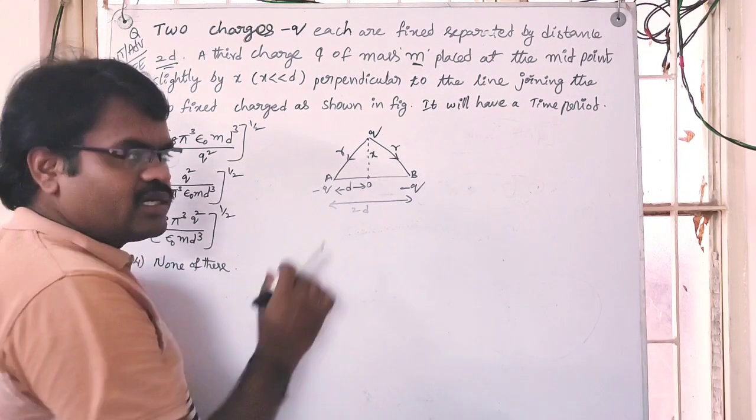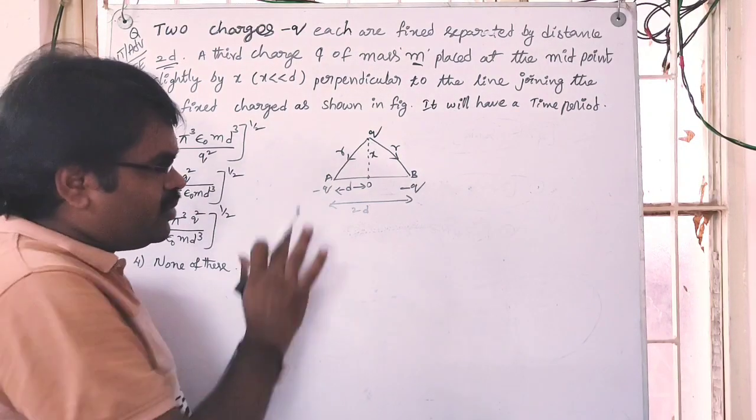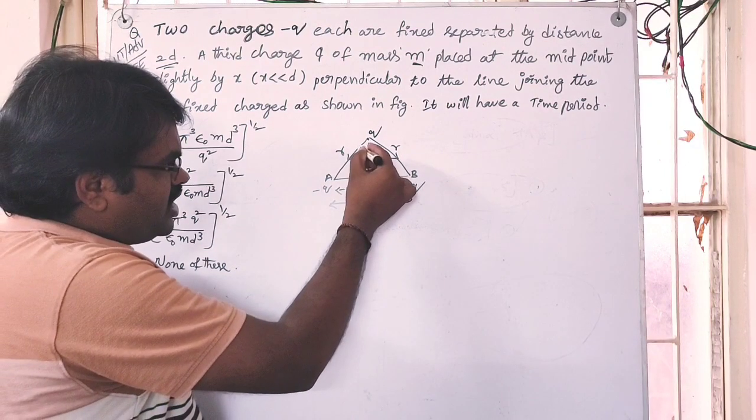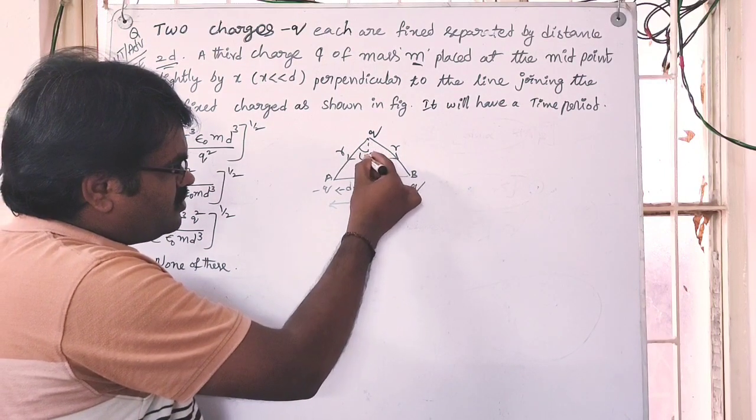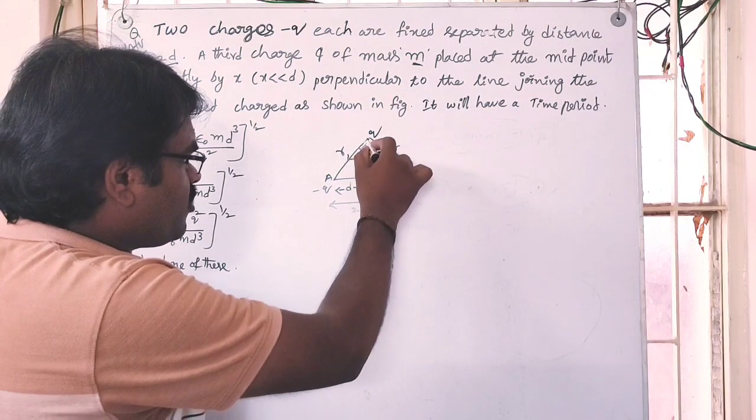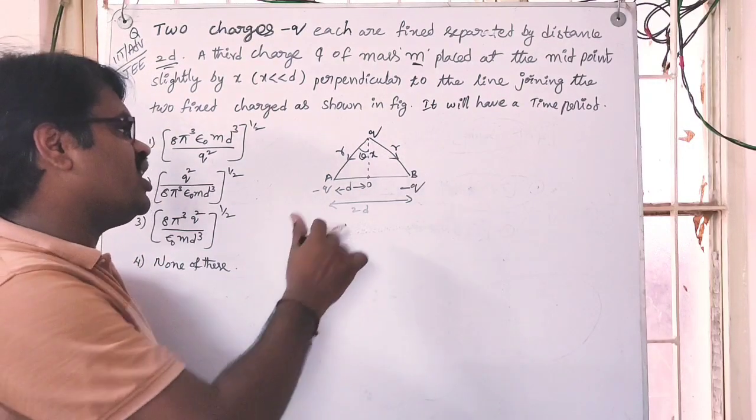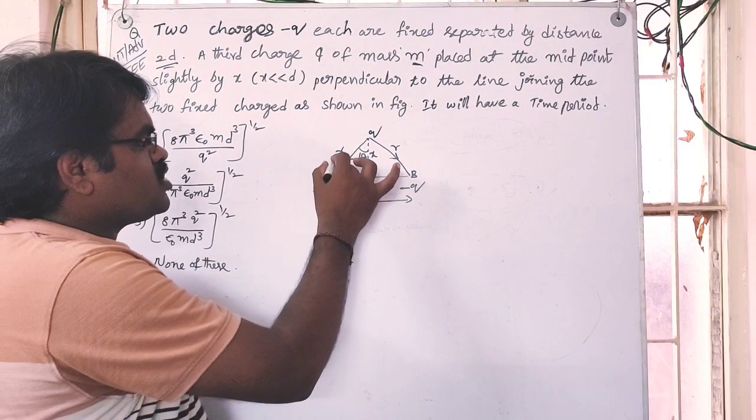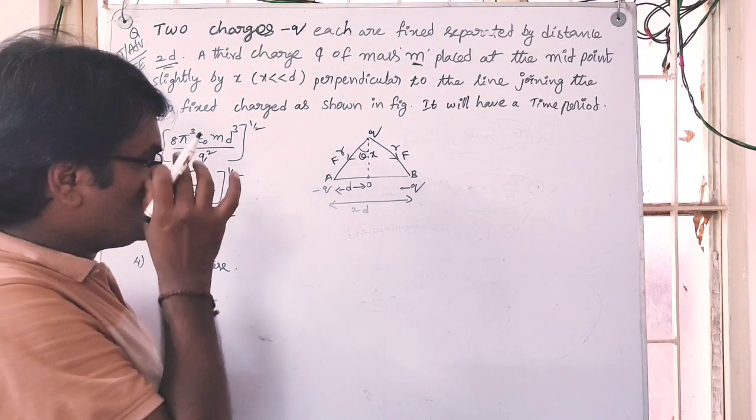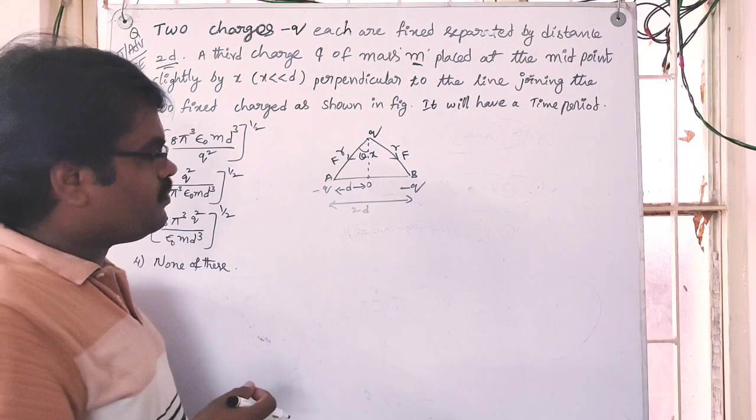Then this charge is attracted by each of the fixed charges, but the distance will be the same. The force makes an angle theta with the perpendicular to the line joining them. That's why we consider this force as F, and this one is also equal. Because the charges are equal and the distances are equal, the magnitude of the force will be the same.